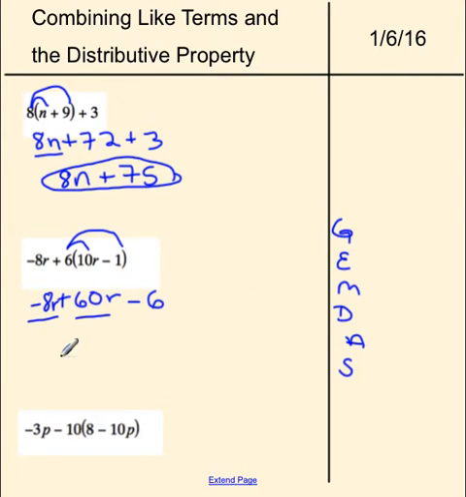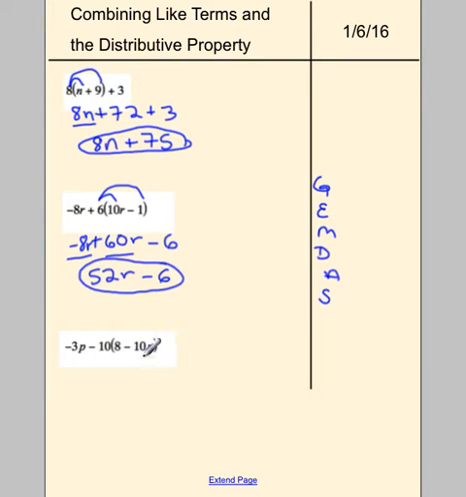So now I've got a negative 8 and a positive 60. I could do some scratch work if I need to, but I'm pretty sure that's going to give me 52r. And that's positive because the 60 is bigger than the negative 8. Minus 6. And I can't combine anything else there, so that is my answer, 52r minus 6. Let's take a look at one more example here.